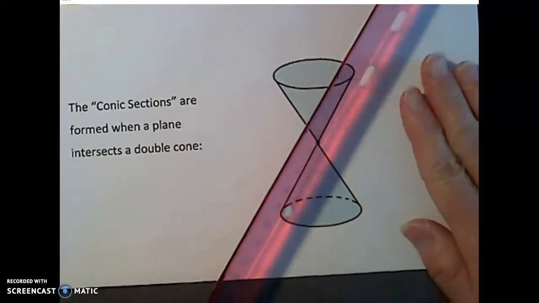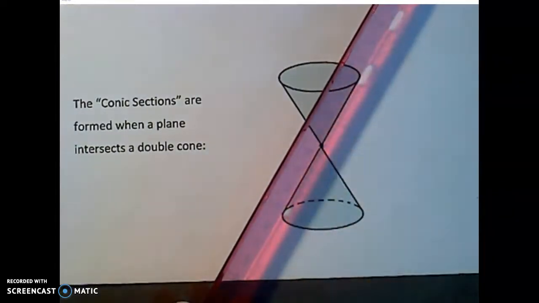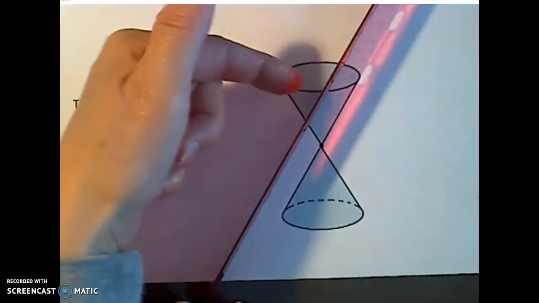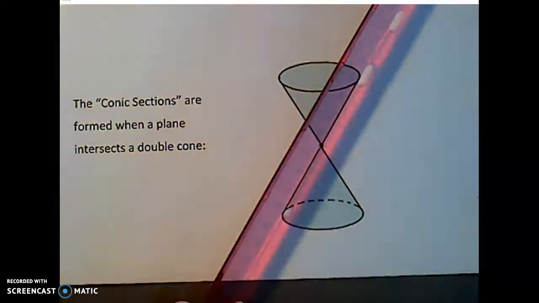If I could take my plane and slice my cone parallel to one of these slant heights over here, and take off this side of the cone and look at that cross section, I would see a parabola sitting there on that cross section.